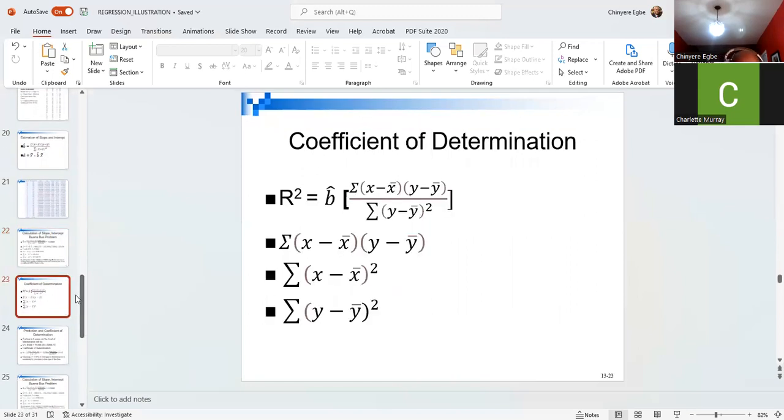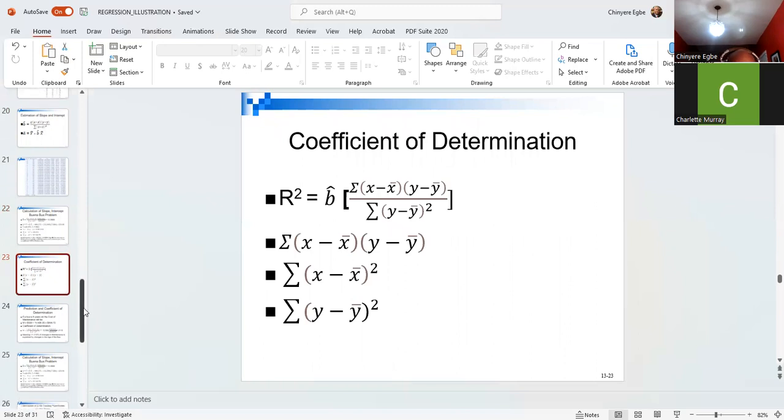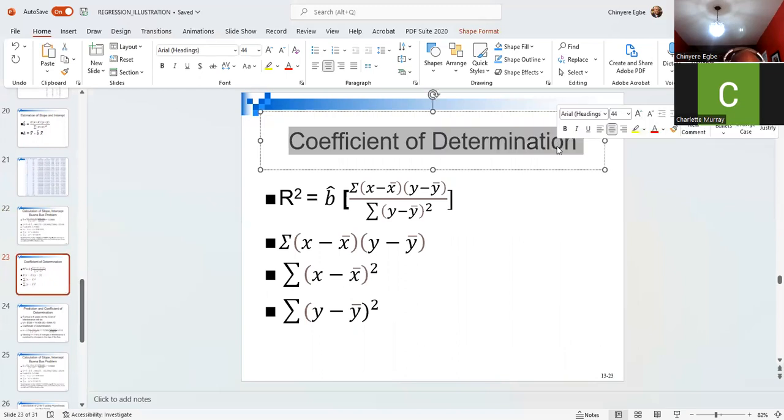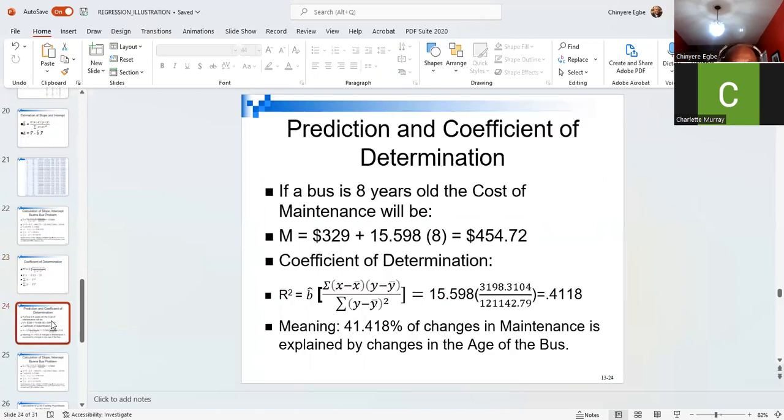The next thing we're going to learn is the coefficient of determination. This week, all I want you to do is the scatter diagram, and interpret it. Then next time, we're going to go into these other topics, the coefficient of determination and also a test of hypothesis for regression. There has to be a test of hypothesis for regression analysis.